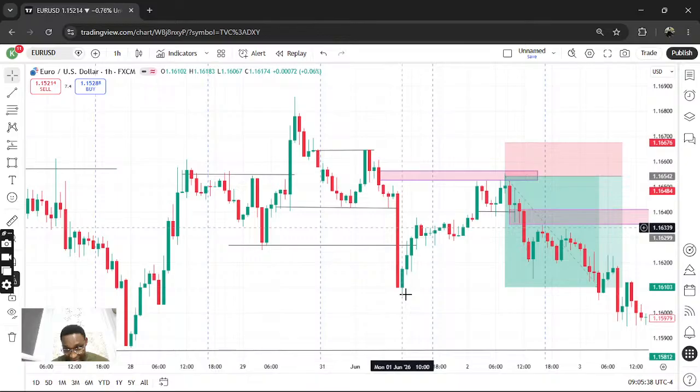Once you see rejections around it and everything tallies within a particular time, normally in the morning session of New York session, between 7 o'clock to maybe 10:30 in the morning, you should take the trade. You don't need to think much about it. You need to take the trade. And that is exactly what I did to take this particular trade.